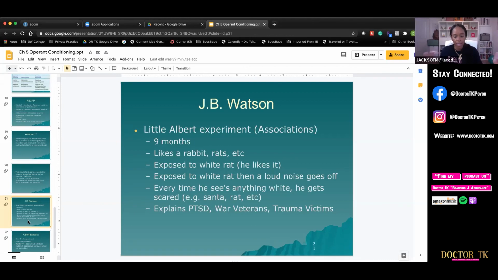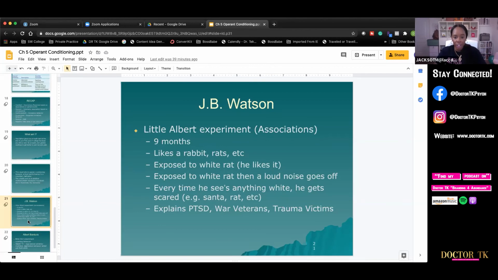So, of course, they go back to the researcher, and now they recognize that when that happened, the kid was conditioned to generalize. Anything that's white and furry, I'm not having it, because everything like that scares me. Okay, this is very similar to people who have PTSD, which we'll talk about in a later lecture, like war veterans or trauma victims.